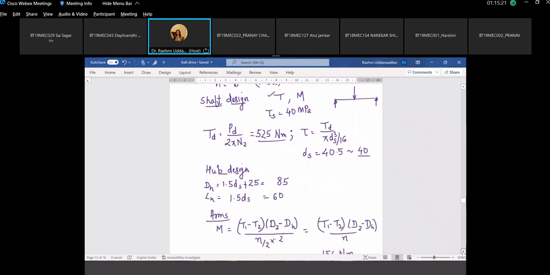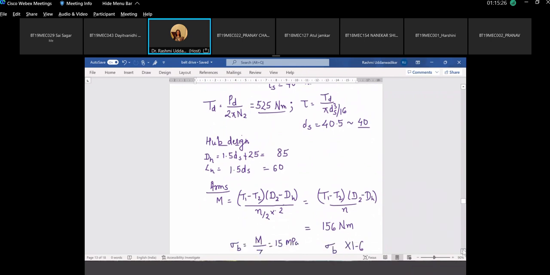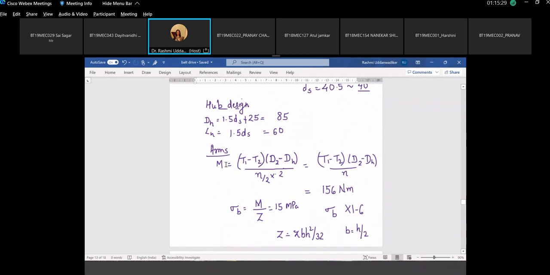From this shaft diameter, we design the hub. The formulas are given in the data book. Now we have to design the arm based on the bending moment. So the bending moment is the load coming at the end of the arm multiplied by its length, which comes out to be the difference between the diameter of the pulley and the hub diameter upon 2. So this is the radius. And this total load is shared by only half of the arms, because these arms are not behaving like a cantilever beam, but they are fixed at the other ends also. So it is n by 2 into 2, which comes out to be n. So this is the bending moment.